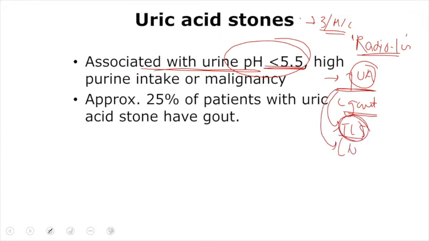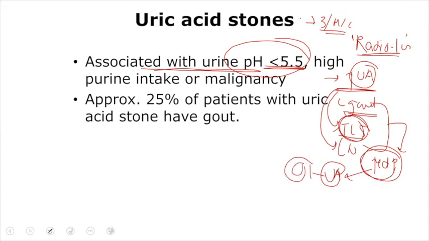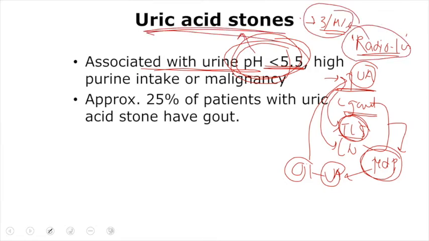So in all these conditions, there will be increased breakdown of purines, right? And this increased breakdown of purine will result in the formation of a large amount of uric acid. The purine is broken down into uric acid, and this high amount of uric acid in the blood will eventually be filtered, and hence there will be hyperuricemia. And especially in acidic pH, it will precipitate as a uric acid stone, and it is the third most common stone, and it is radiolucent in appearance, right?